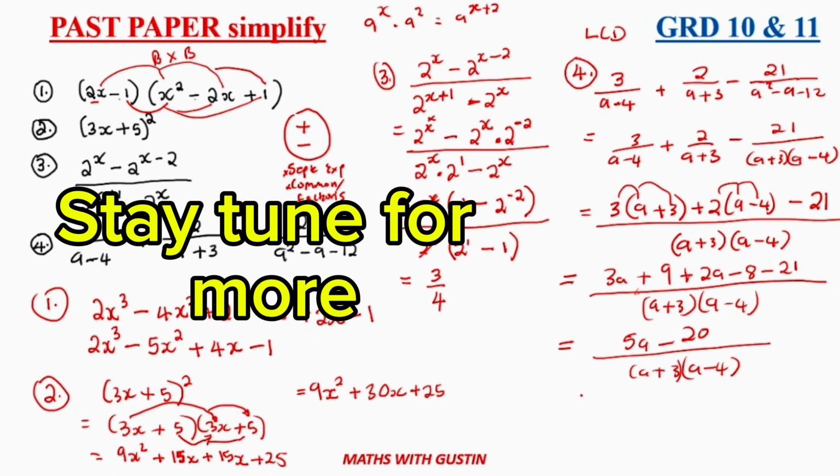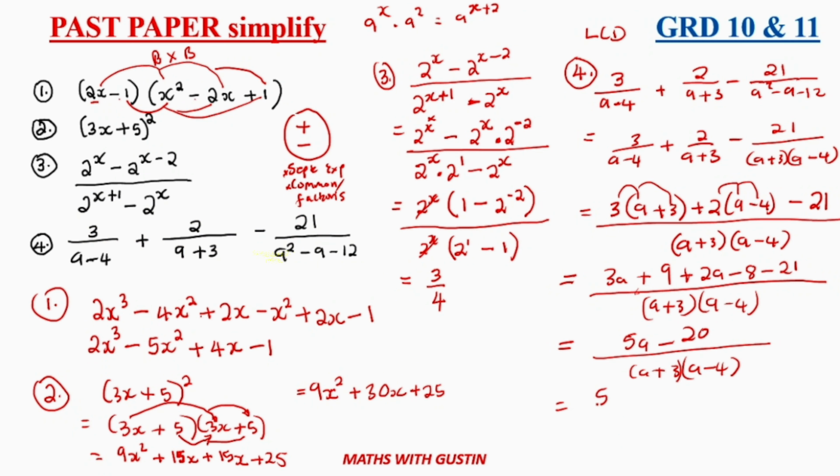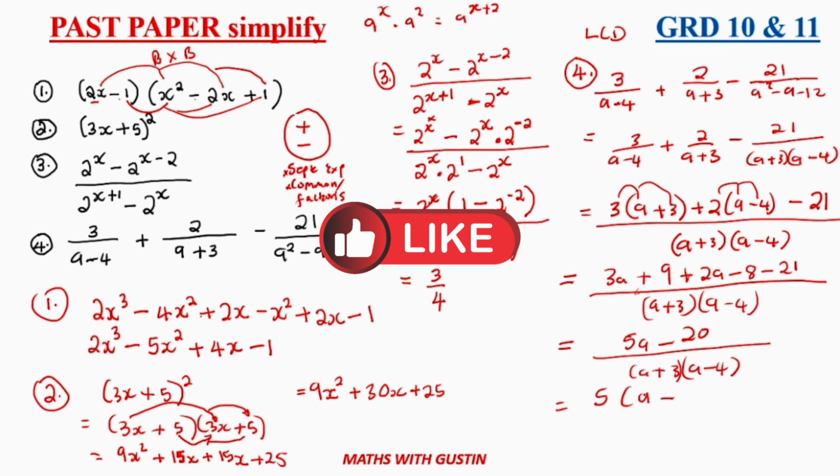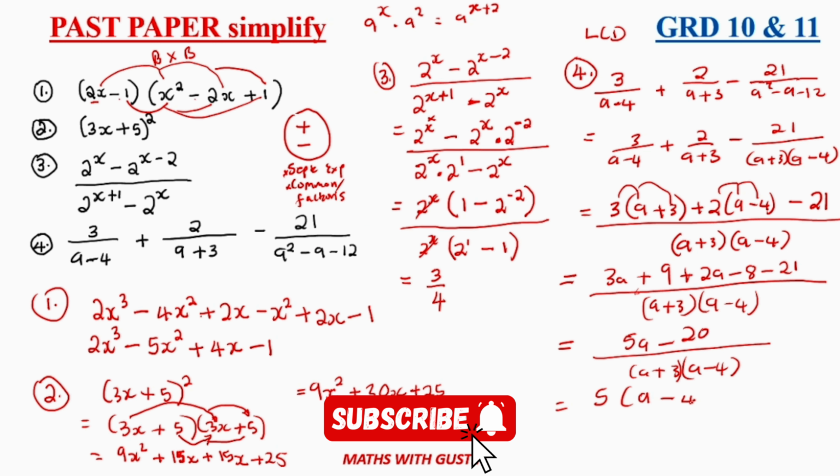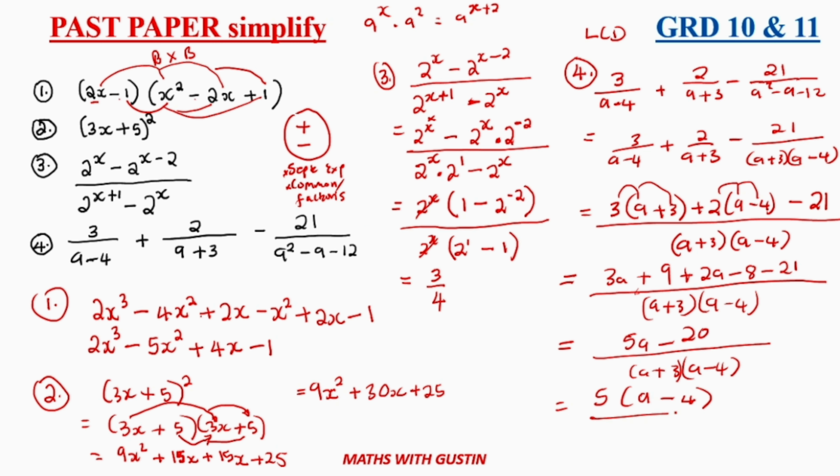We can take out a common factor there of 5. We're left with a minus 4.